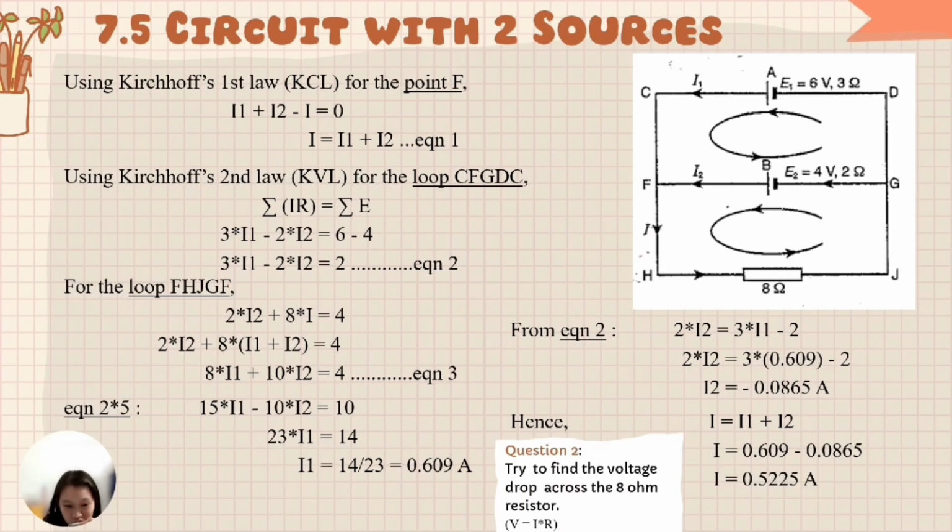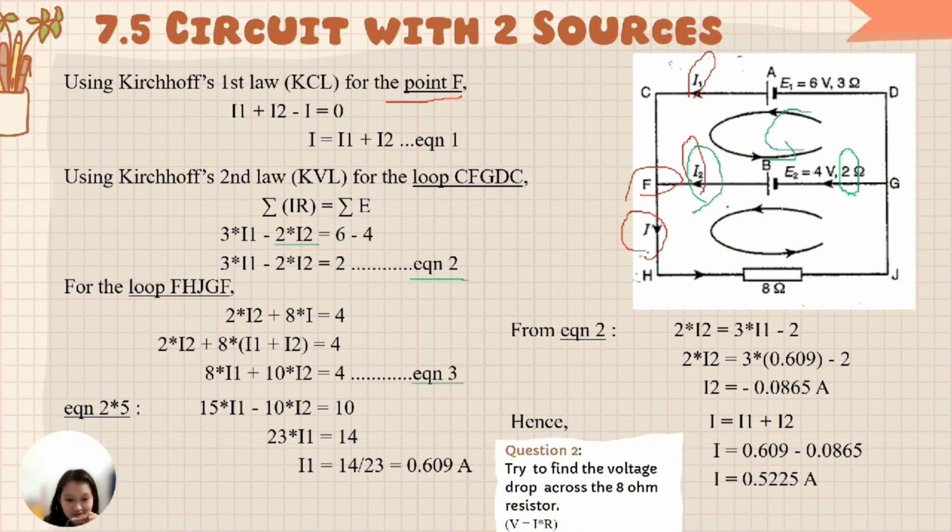So 7.5, circuit with two sources. KCL is used for point F. At point F, I1 plus I2 equals I. Equation 1 is formed. And then KVL is used for the loop G F D C. This loop is opposite with the I2, so this minus 2 times I2. 2 is the resistor here. So equation 2 is formed.